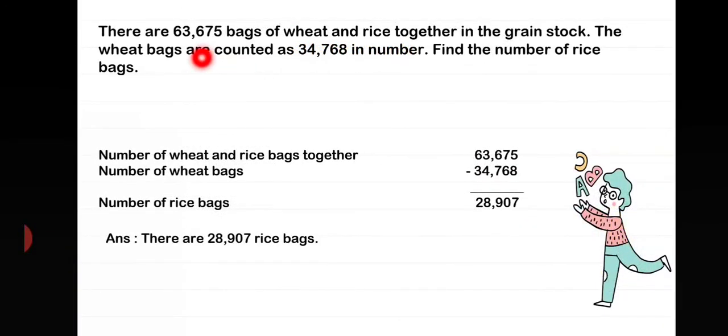So like in addition, here also you have story sums. So let's do this sum. There are 63,675 bags of wheat and rice together in the grain stock. The wheat bags are counted as 34,768 in number. Find the number of rice bags. So as you can see, this is the total number of bags of both wheat and rice in the grain stock. Now out of this, 34,768 bags are of wheat. So we have to find the rice bags.